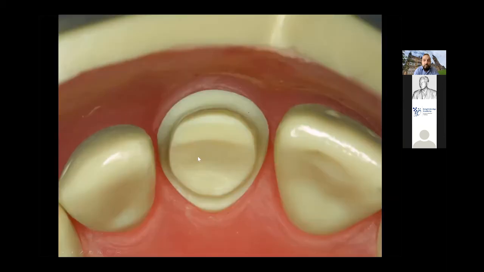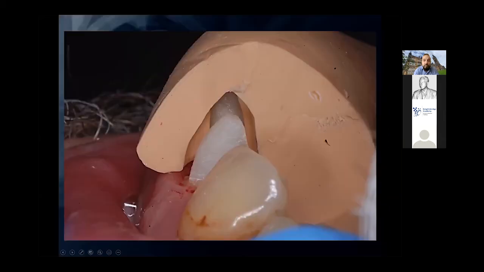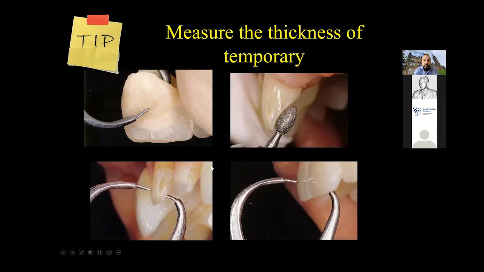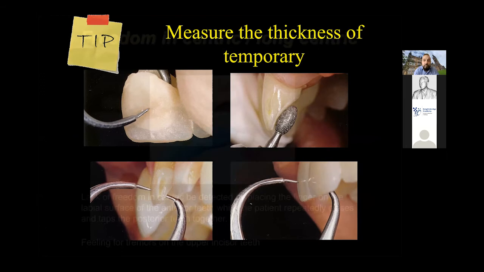Okay, so if you want to get good function, you need to get good morphology in your preparation. And if you want your technician to provide you with a good restoration with excellent morphology, you need your preparation to be spot on in the first place. So always measure the thickness of the temporary. The thickness of the temporary will give you an idea about your preparation, that you have enough room, and the shape of it as well. So that's a good opportunity not to be missed here.